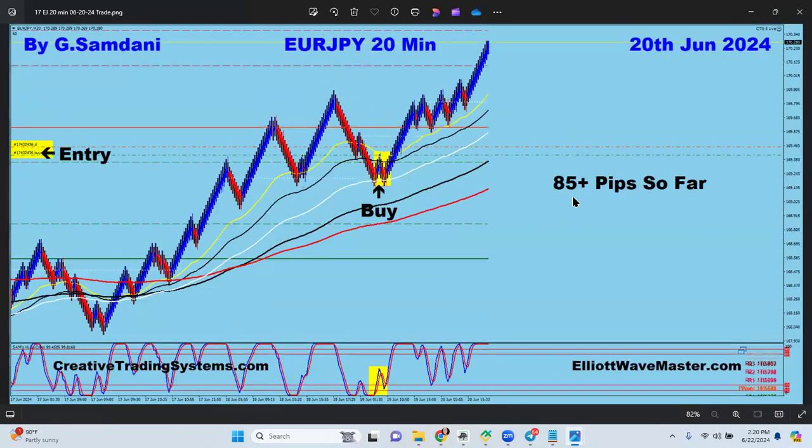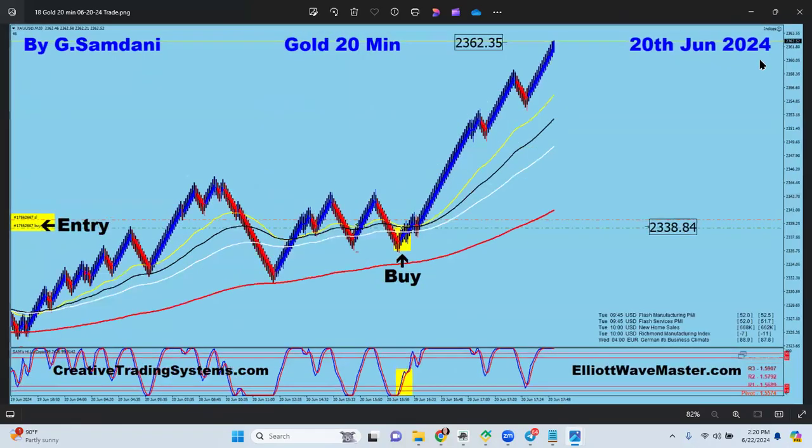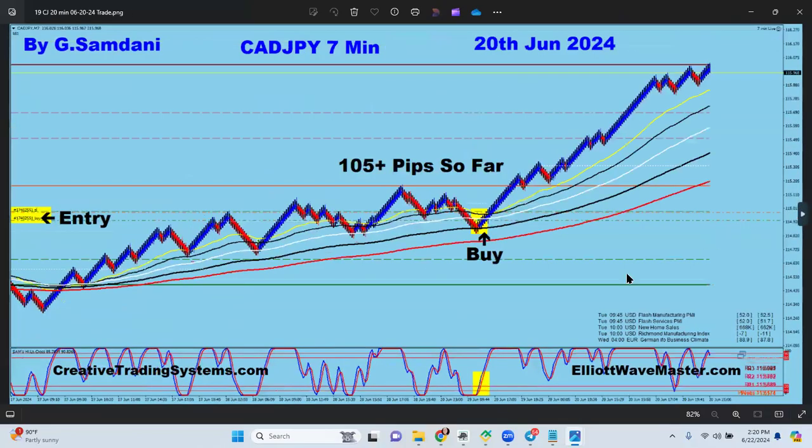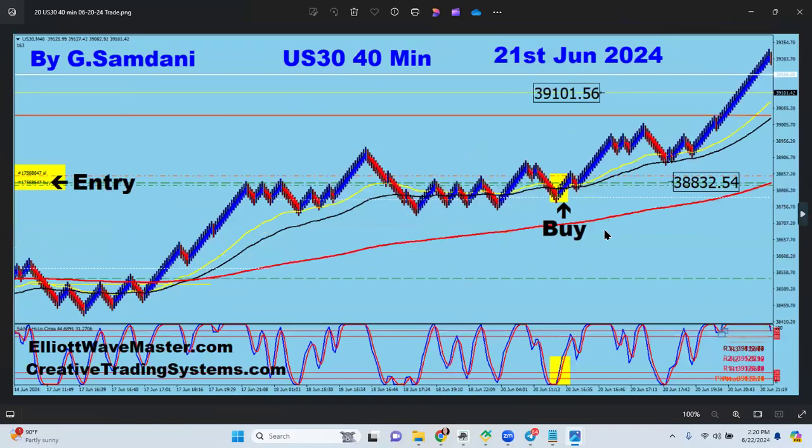Anyway, euro yen 85 going to the upside here. And this one is gold, also going to the upside on the basis of my harmonic pattern. And then CAD yen on the 20th, a big trade all the way there for 105 pip. This one is again US 30 going to the upside, from the 40-minute chart. So it's a big trade basically.